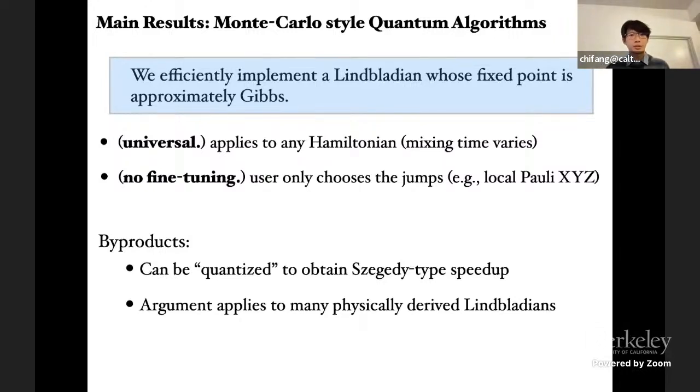Further, we believe our main result is the right way because our formalism directly generalizes to many other settings. Our formalism is compatible with Szegedy-type speedup, so you can quantize our Lindbladian to obtain a purified version. You get some kind of quadratic speedup, which prepares the purified Gibbs state. Also, for physics, our argument applies to many physically derived Lindbladians. We can just look at some Lindbladians physicists derived in their papers and say that, hey, this one actually has the correct fixed point.